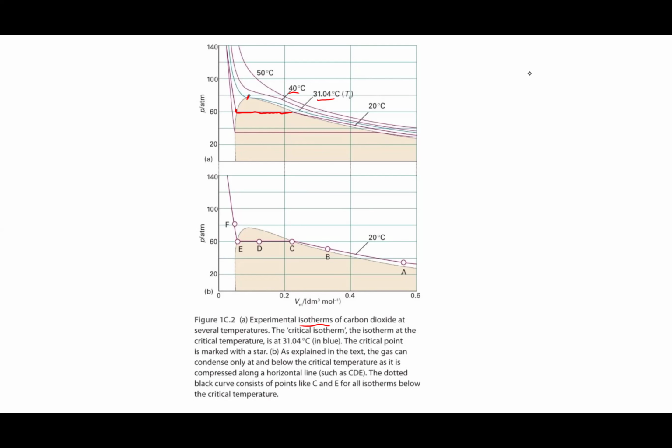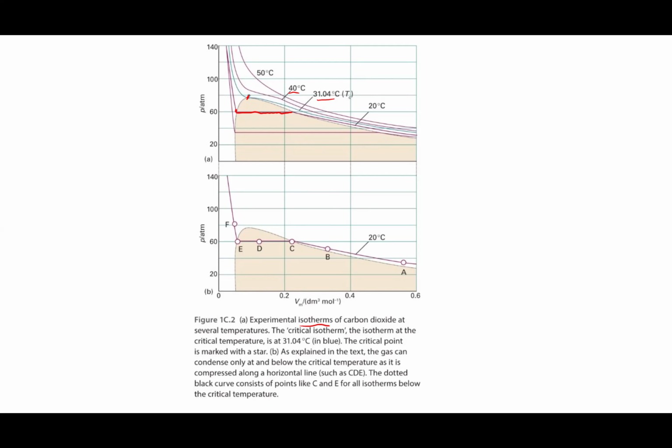Another way of saying it is that we can only have a liquid if we are below that temperature. So if we have carbon dioxide at 32 degrees Celsius, it can never be a liquid. It doesn't matter how much we press on it or squeeze it in, it's not going to become a liquid. Only if it's below that temperature can we make an actual liquid.